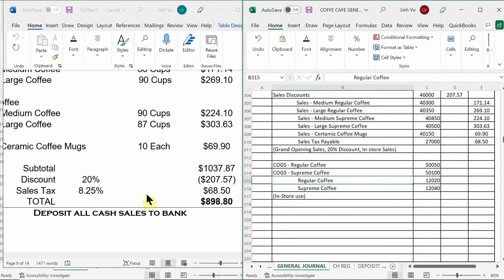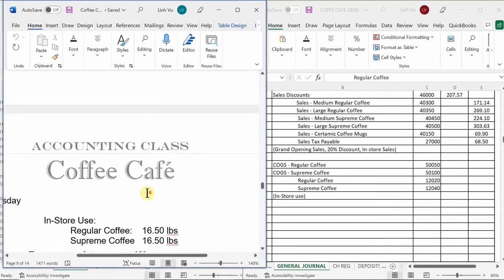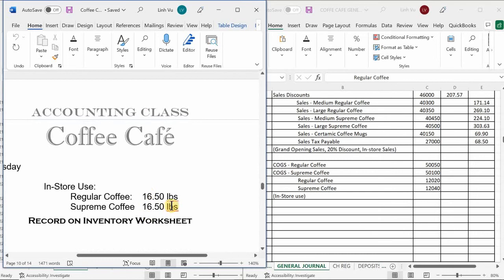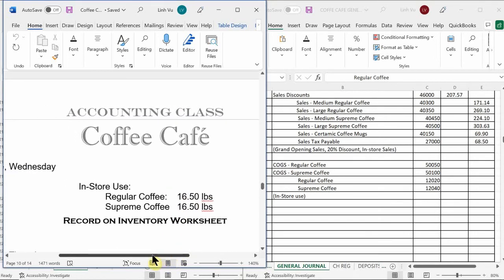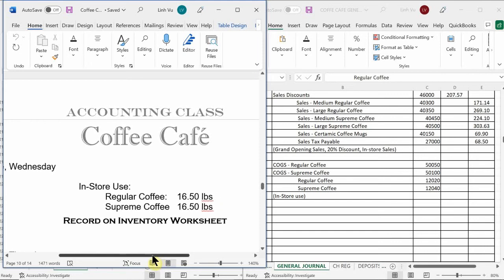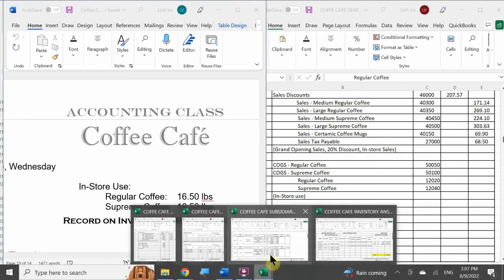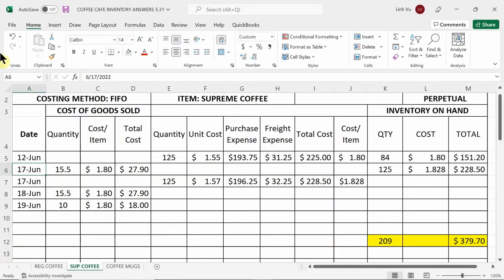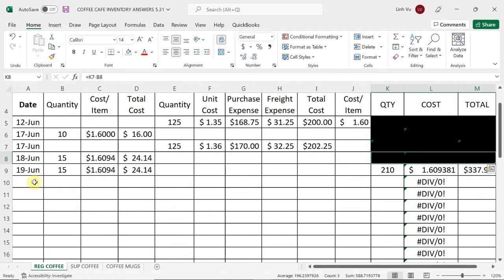So let's go ahead and check what was the total amount that I used for the in-store use. In this case, I used 16 and a half pounds of regular coffee as well as 16 and a half pounds of Supreme coffee. So 16 and a half for both. Okay, so we're going to go to our inventory worksheet like we said. And let's start off with my regular coffee.